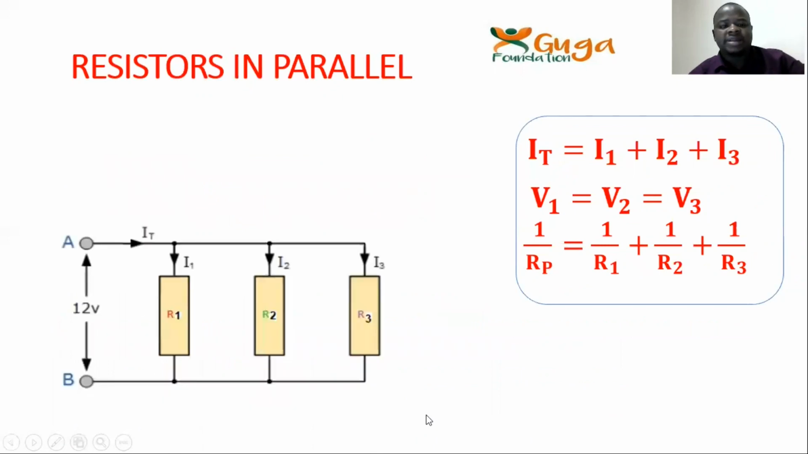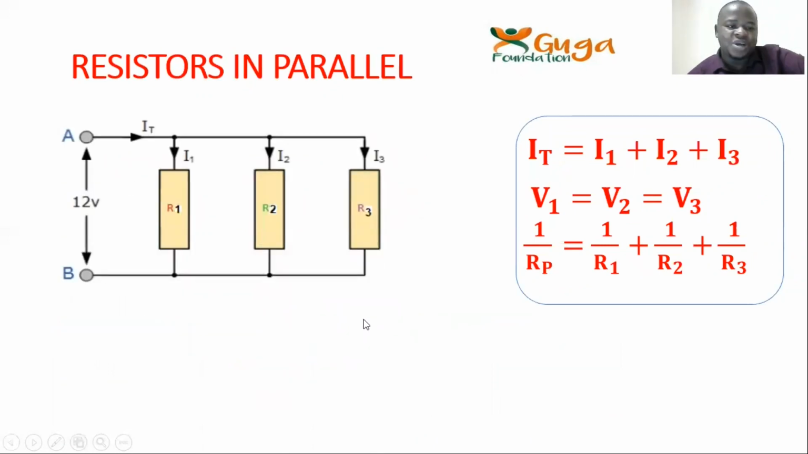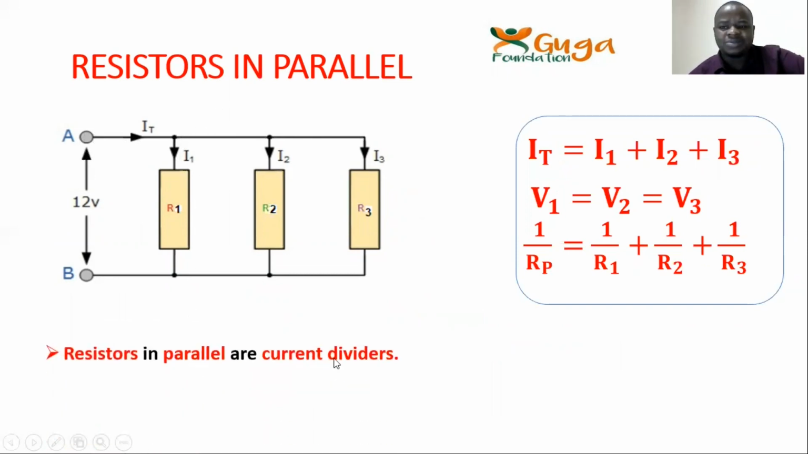Now, let's look at the resistors in parallel. Here, the current is coming from A. When the current gets to the junction here, it is going to split. One current will go down here at I1, and the other current will go to the other side. So we're saying that resistors in parallel are current dividers. In other words, current will divide amongst the resistors. So the total current IT is going to be I1 plus I2 plus I3.